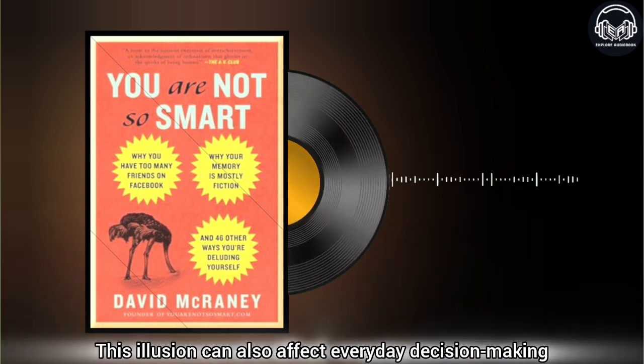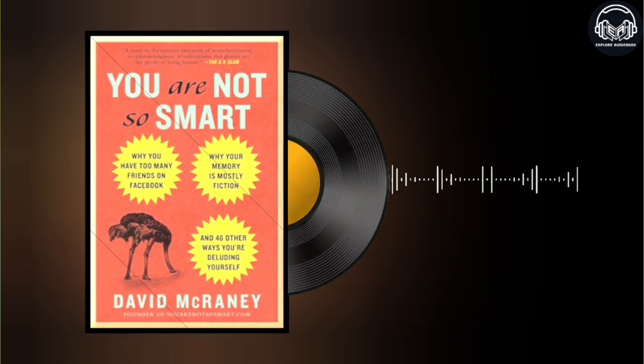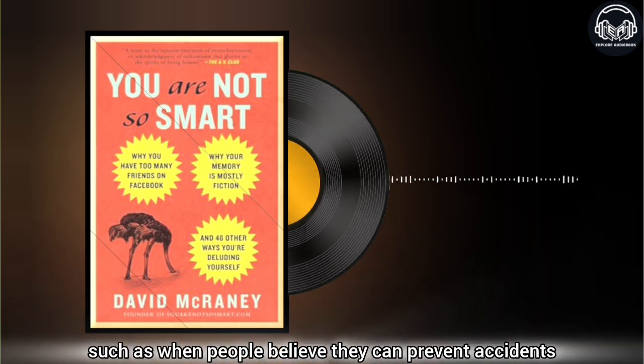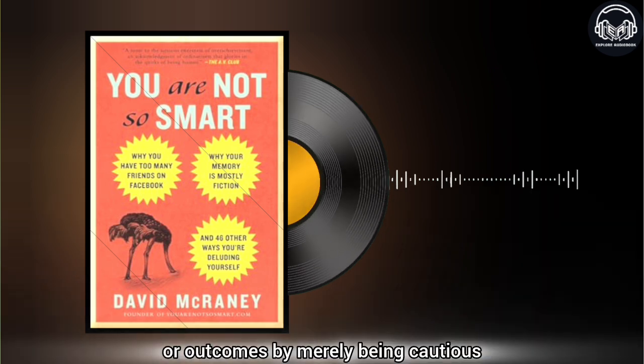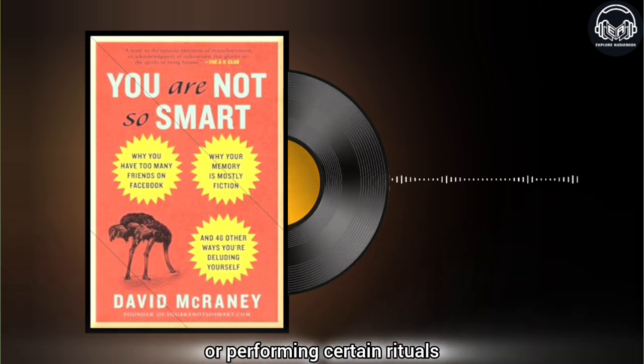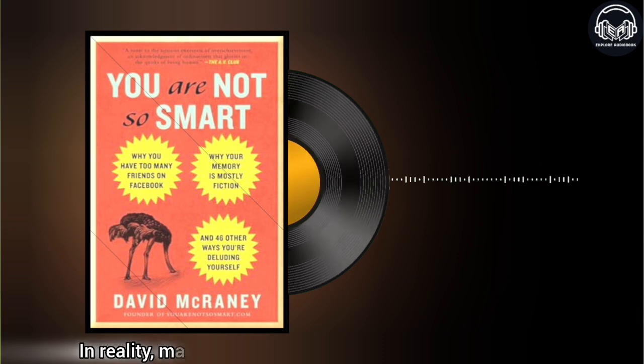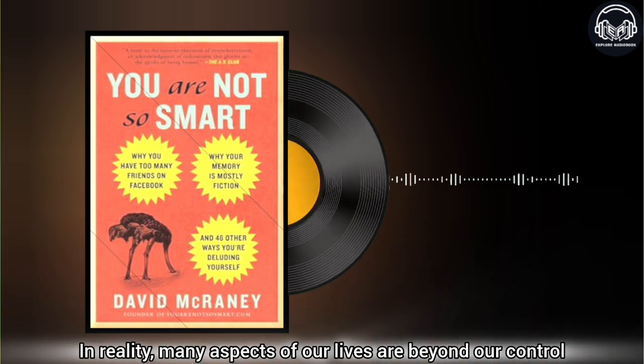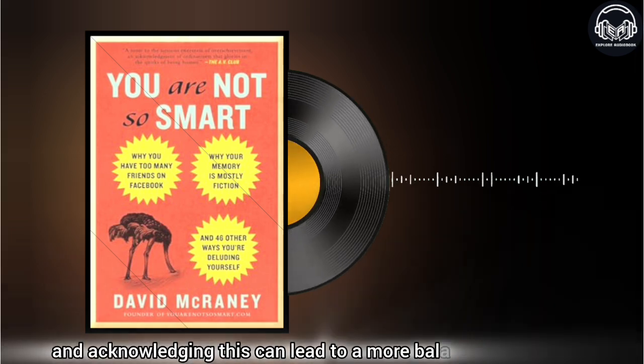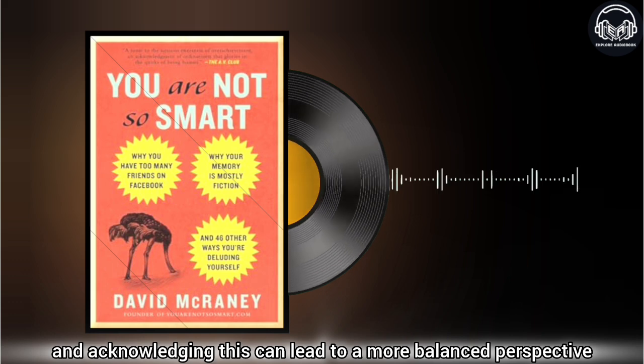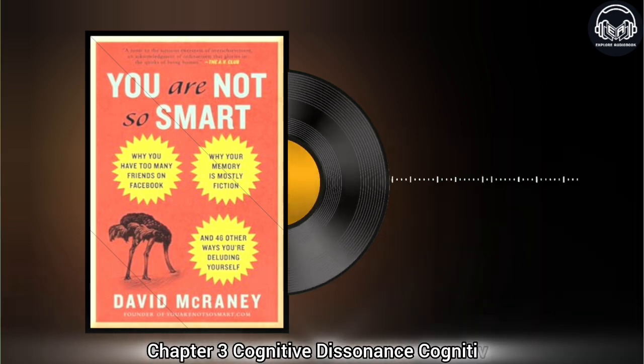This illusion can also affect everyday decision-making, such as when people believe they can prevent accidents or outcomes by merely being cautious or performing certain rituals. In reality, many aspects of our lives are beyond our control, and acknowledging this can lead to a more balanced perspective. Chapter 3. Cognitive Dissonance.